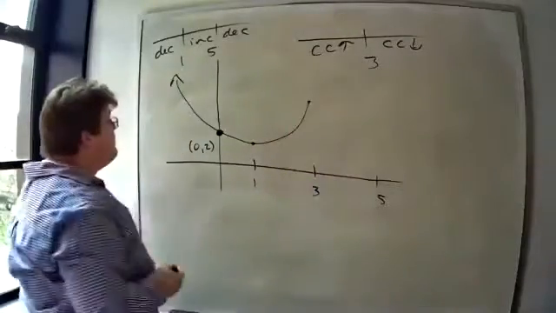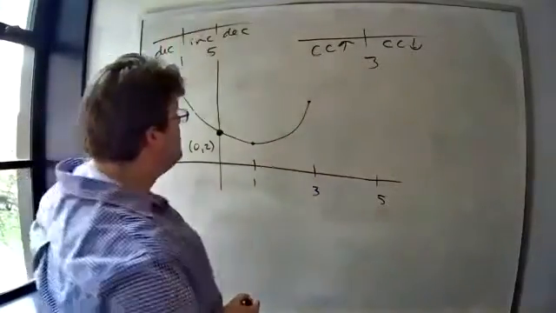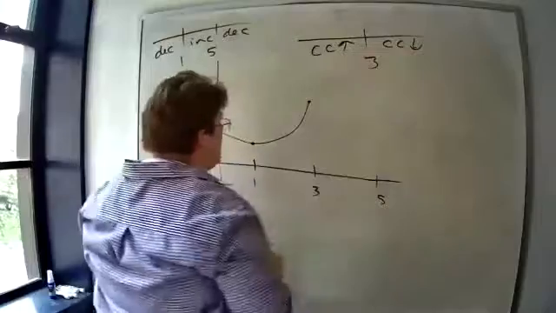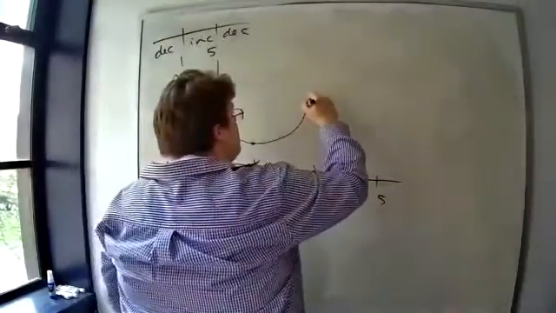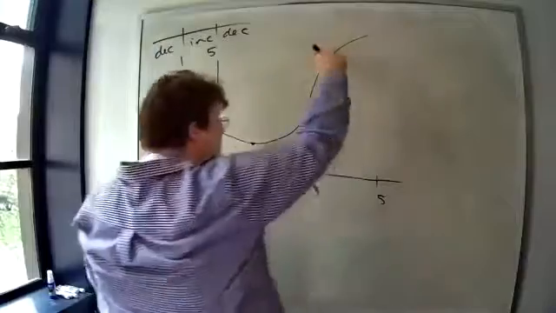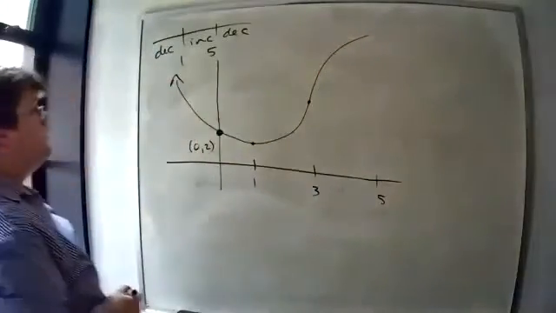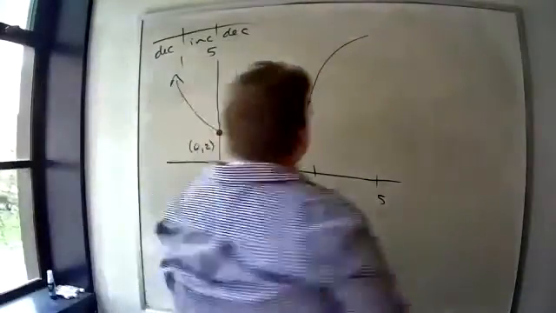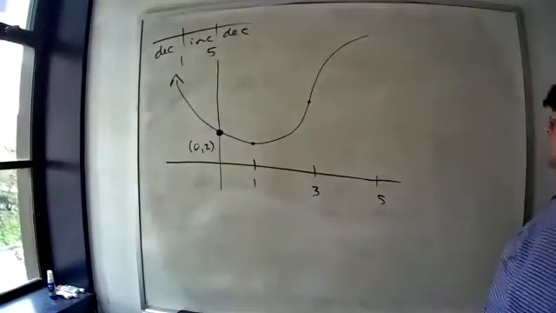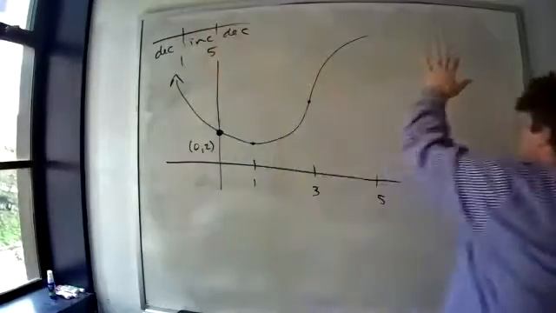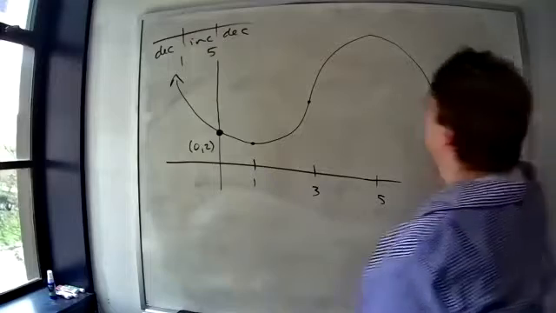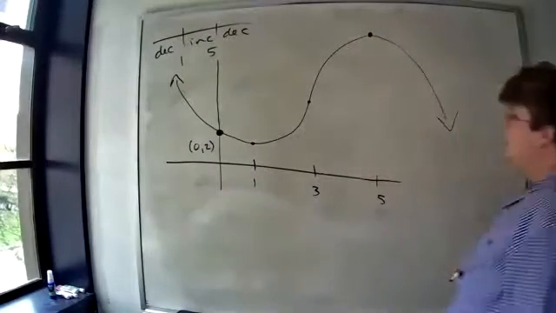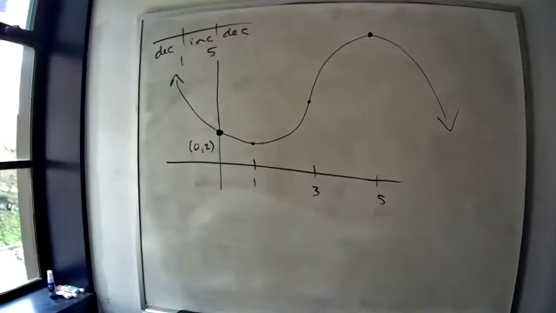On 3 to 5, the function is increasing, so it's still going up, but now it's concave down. So we need to keep going up, but we need to have the caved in portion pointing downward. And on 5 to infinity, our last interval, it's decreasing and concave down. So that'll look like that. Any questions about this sketch?